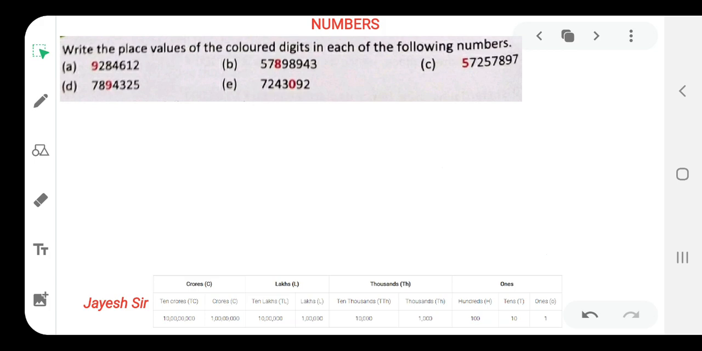What is to be written? Write the place values of the colored digits in each of the following numbers. You have to write the place value for the digits that are indicated in red color. We can write it by two methods. Either we can place the number according to this chart, or we can count also. So we will do both the methods.